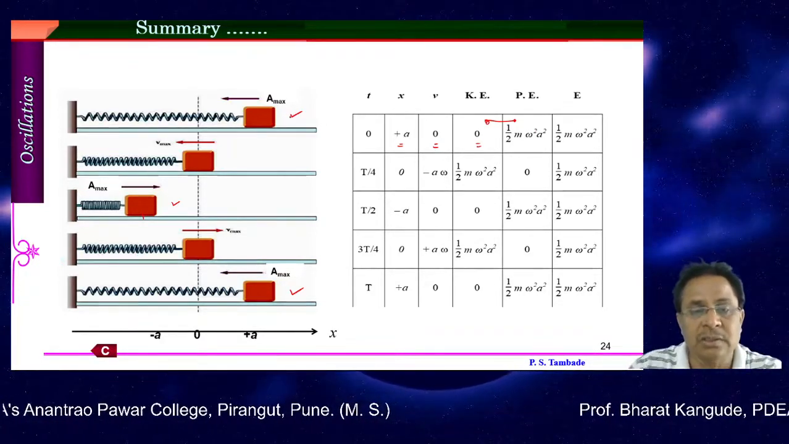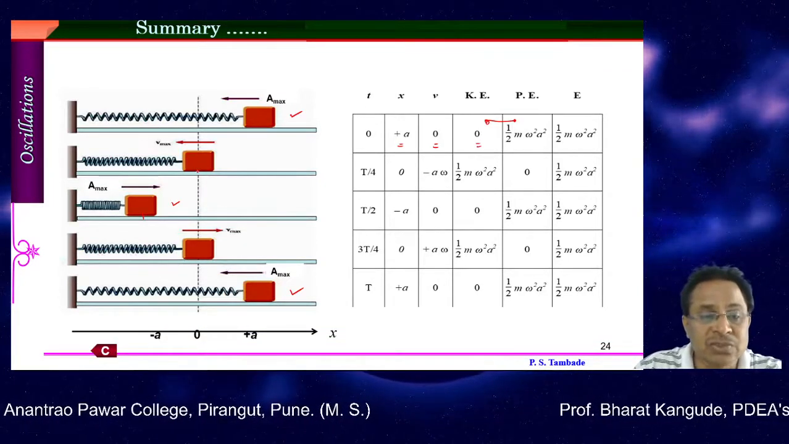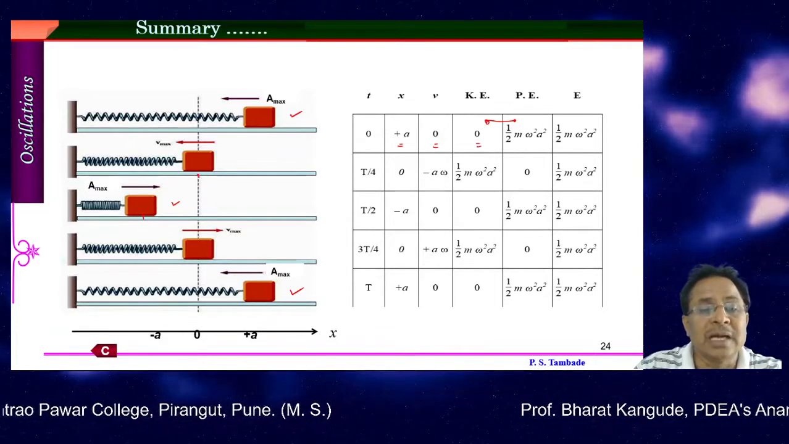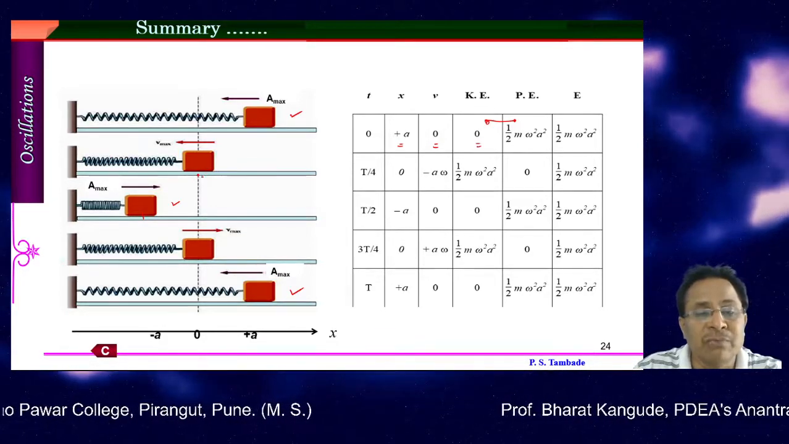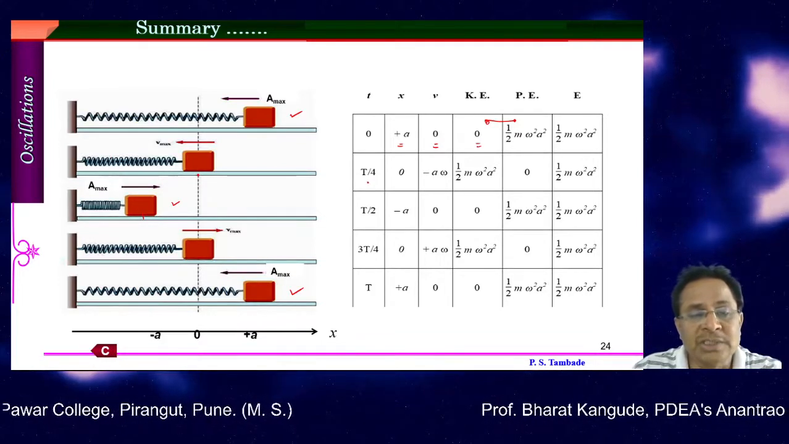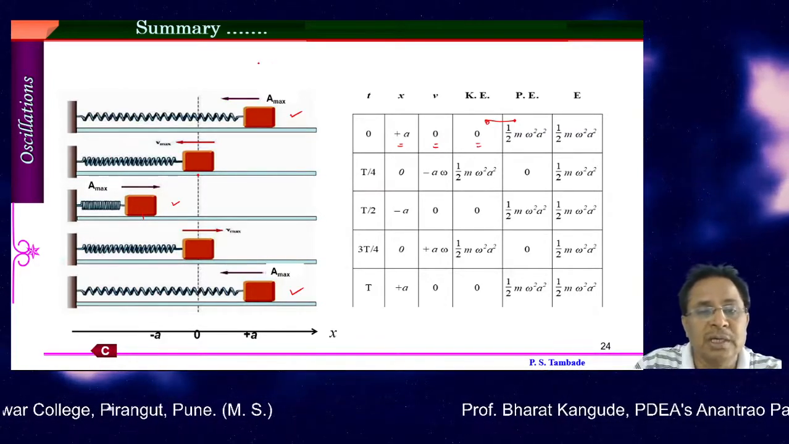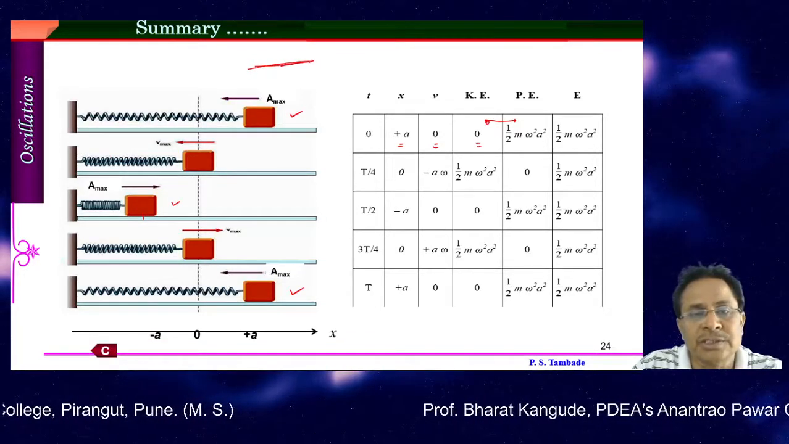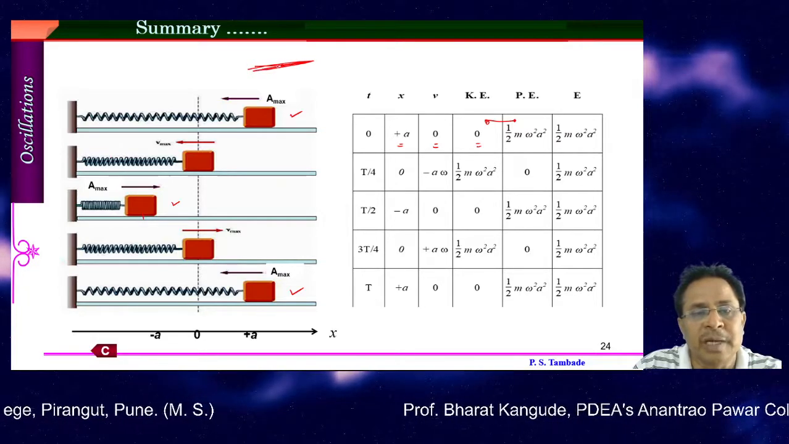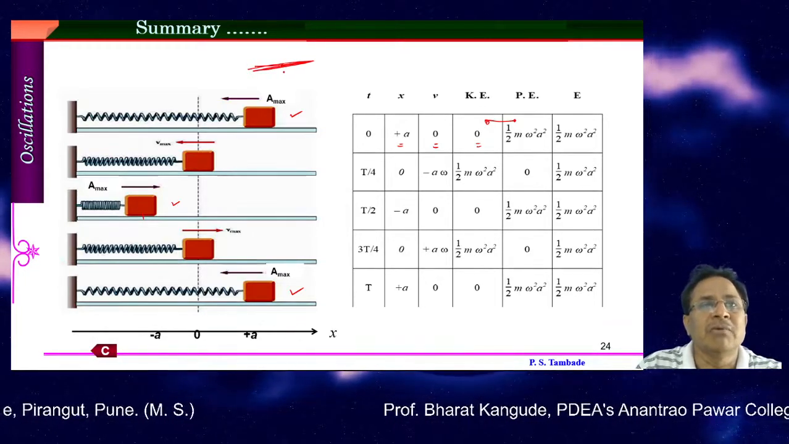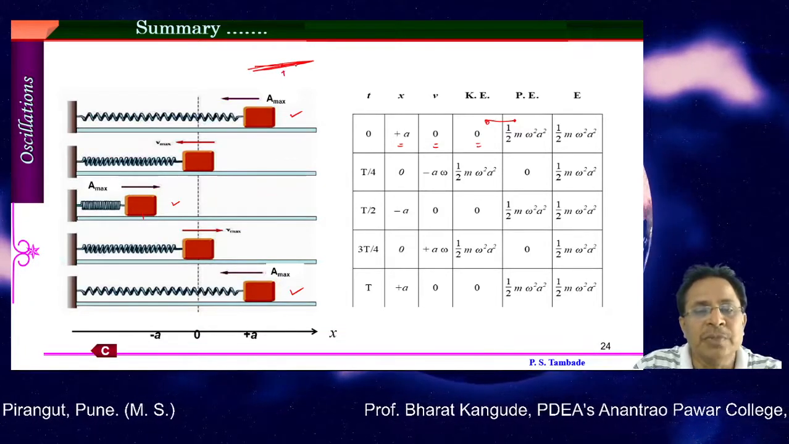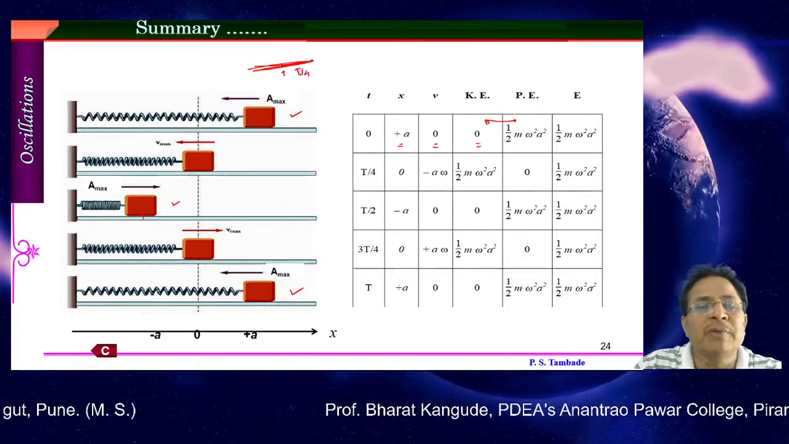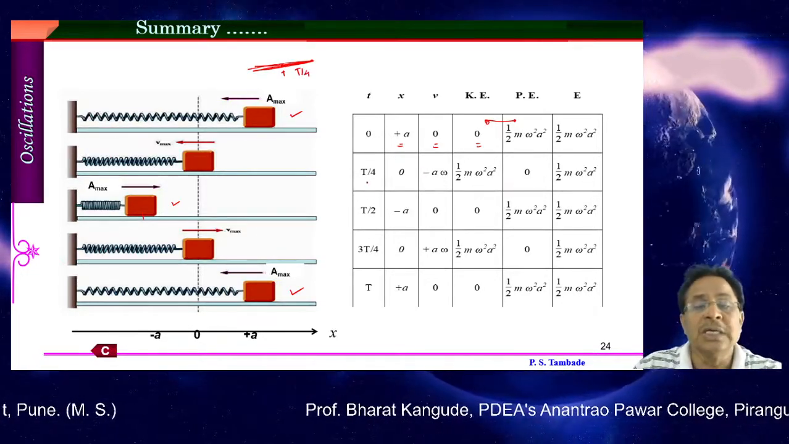In the second case, the oscillator is at the equilibrium position, after time T by 4, that is, one fourth of the period. How much time does it require for a complete oscillation? Once it starts from this location, it reaches here, comes back, again reaches here and comes back. This total time is called the period T. When this oscillator starts from this end to reach here, it requires T by 4, and likewise we can go for further calculations.